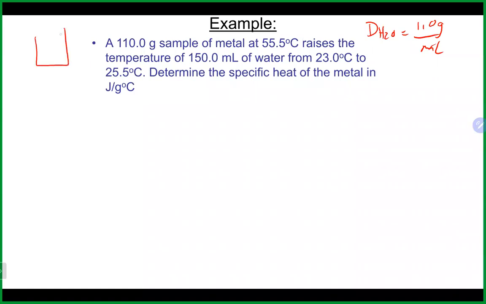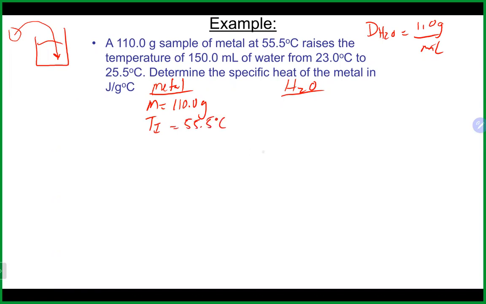We've got some water at a certain temperature, and we're going to take something that is warmer and toss it in there. So again, it would be a good idea to break this up based on the metal and the water. In terms of the metal, we do have the mass of it, which is 110 grams. It has an initial temperature of 55.5 degrees Celsius. It raises 150 milliliters of water.